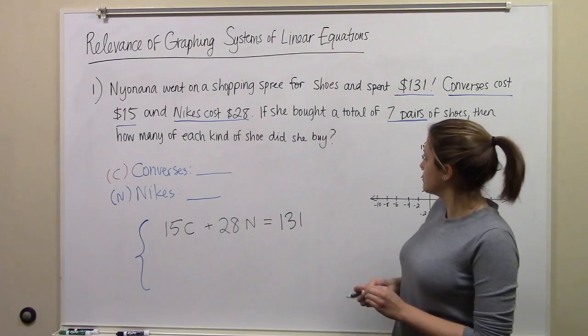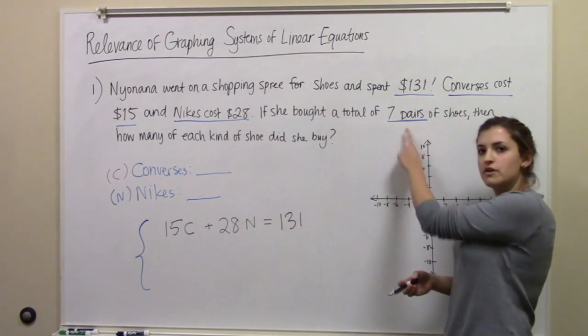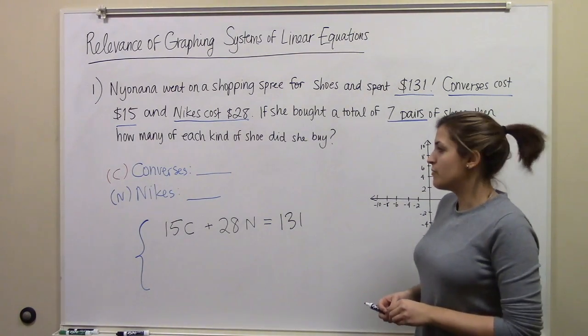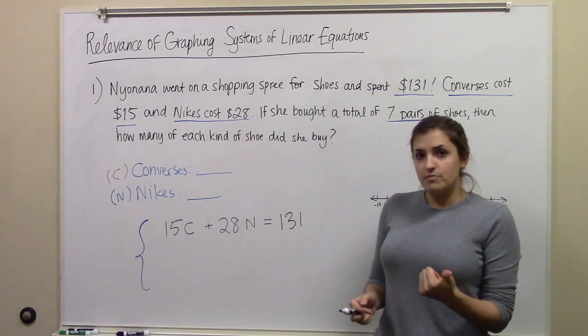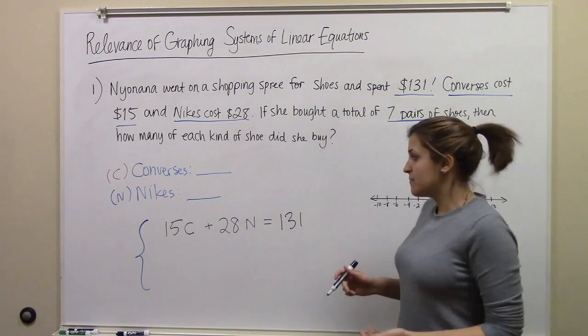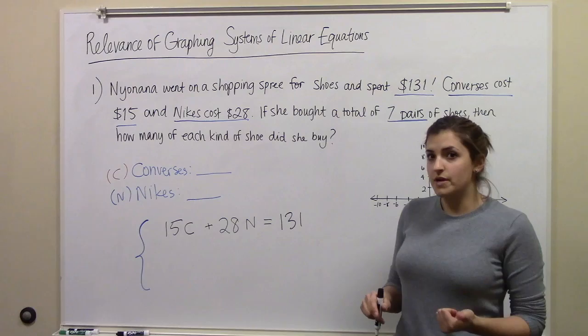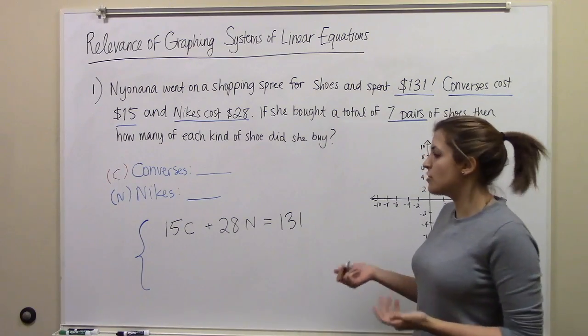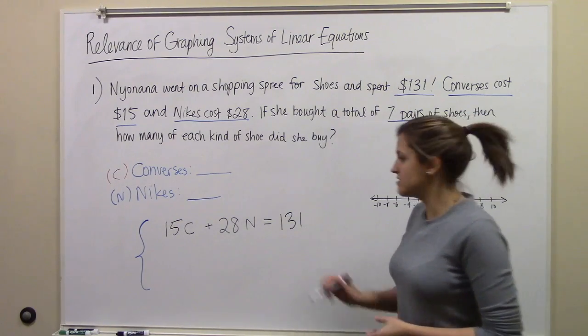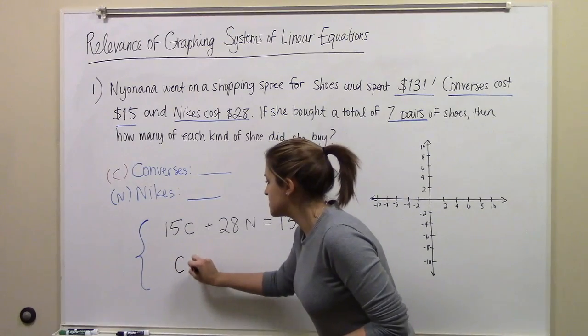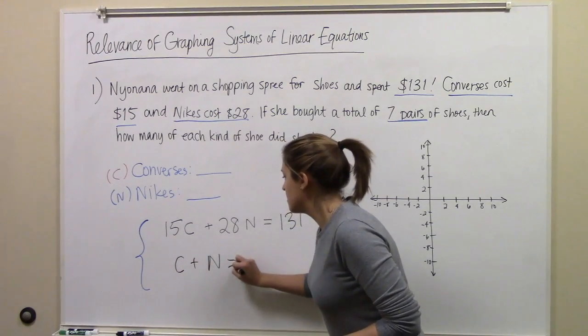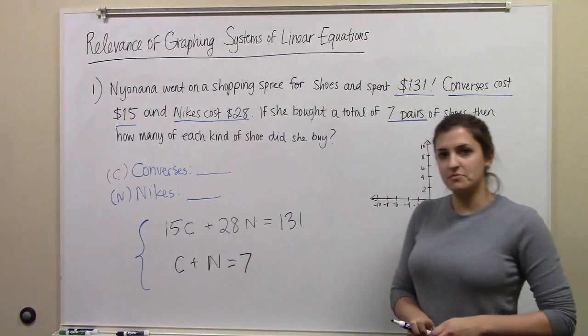My second equation is going to have to do with the total number of pairs of shoes that she buys. Well, we know that the number of pairs of Converses, or C, added together with the number of pairs of Nikes should give us the total number of pairs of shoes that she buys. So all we need to do is say C plus N equals 7 for 7 pairs.